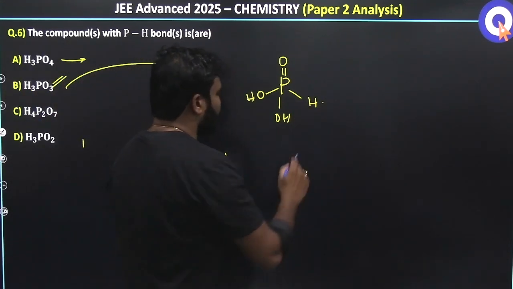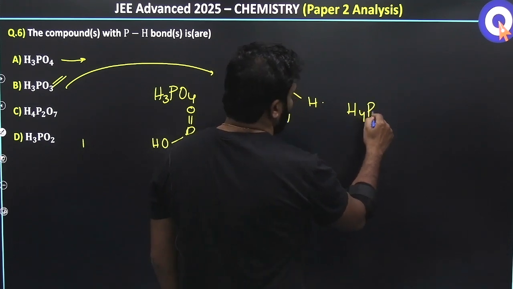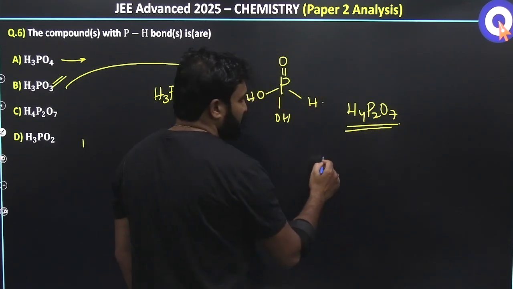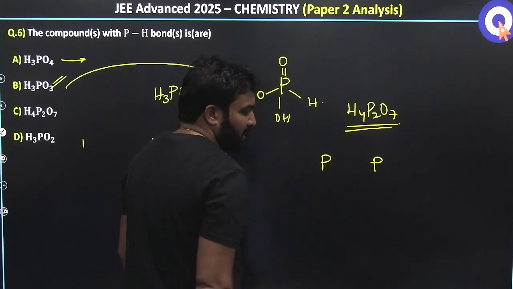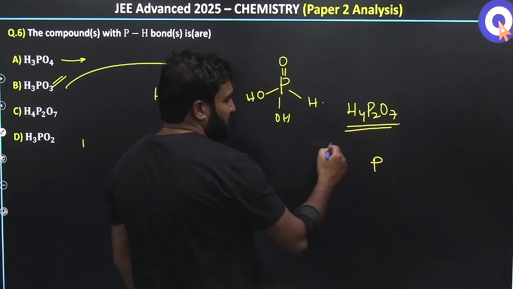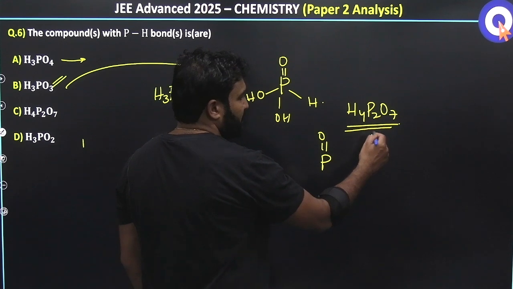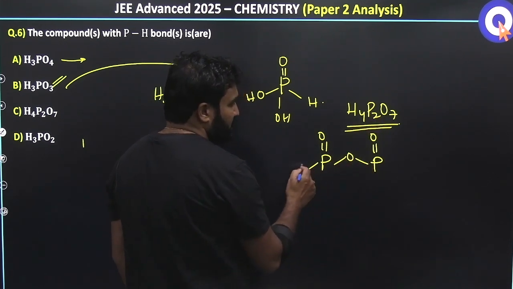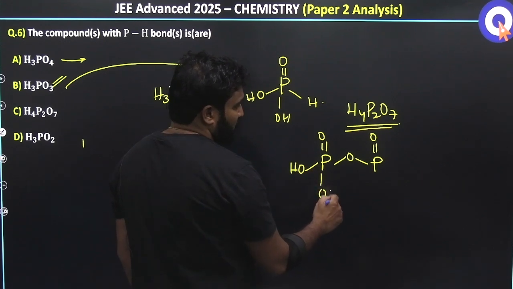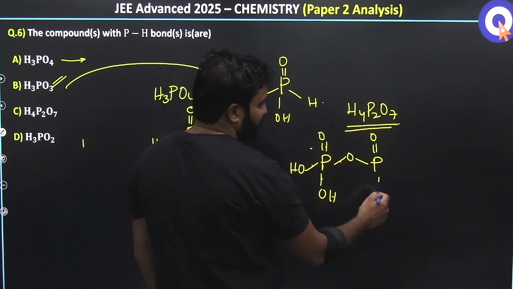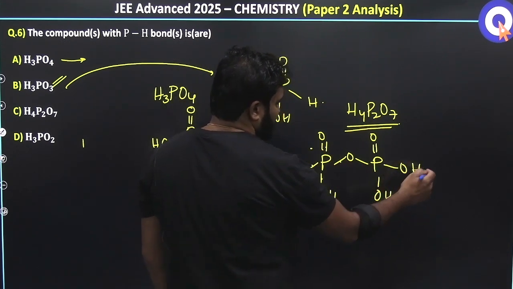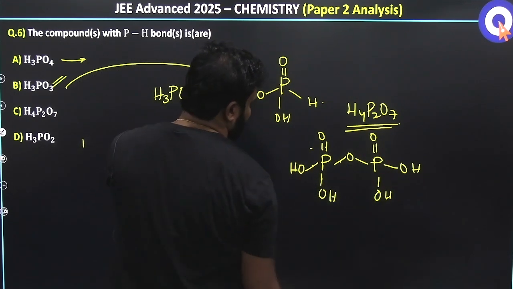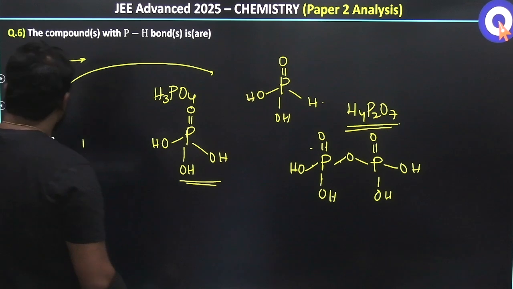Next H4P2O7. This can be called what? Pyrophosphoric acid. So if you write P and P, you will write like this whenever we have two phosphorus compounds. First write P double bond O, and then anyway one odd oxygen is there, so we will bridge it. So OH, OH, 1 2 3 4 5, done. So check it out, all 7 oxygens are there, right? 1 2 3 4 5 6 7, right? Done.